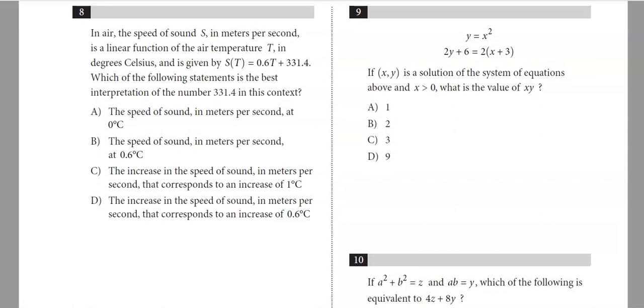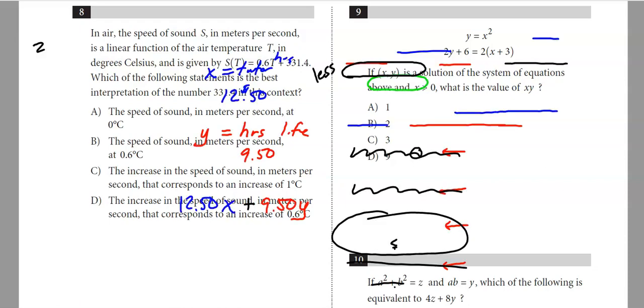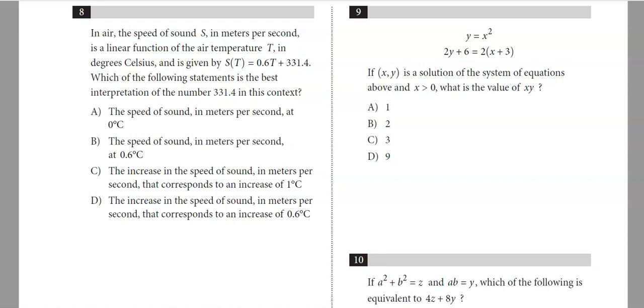In air, the speed of sound in meters per second is a linear function, so we know it's going to be a line. We're going to have some sort of starting point, some sort of rate of change. So I look at these numbers, and you always want to think of a line as y equals mx plus b. This constant, this standalone piece, is the intercept or the starting point. So this thing starts at 331.4. And then how much it's changing is going to be the slope. So this thing is changing by 0.6. That kind of gives me an idea of what's going on.